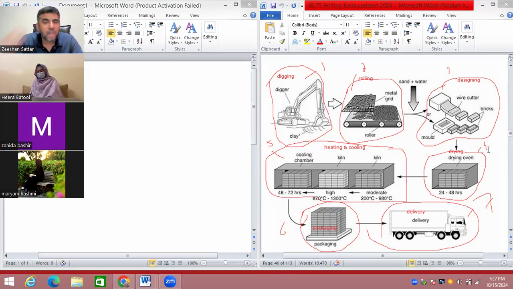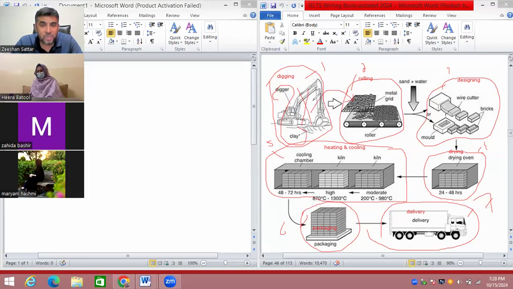The third step is that we should keep in mind that the process diagram contains some specific words which should not be skipped by us during the exam. For example, here is our digger, here is the word clay. We have to explain this process. Then we have to connect this process with the second stage.